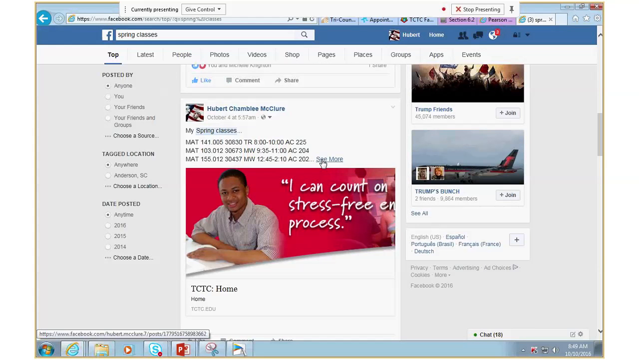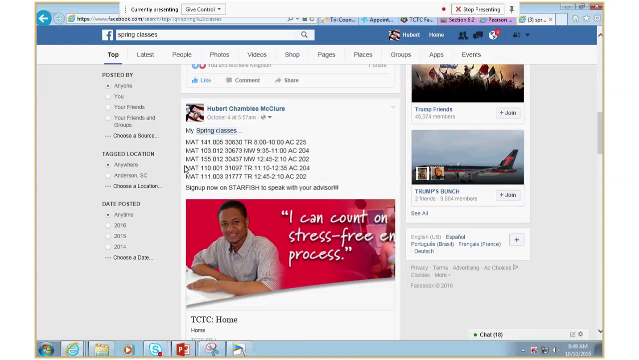There they are. The 110 is 310.97, and the 103 is 306.73.